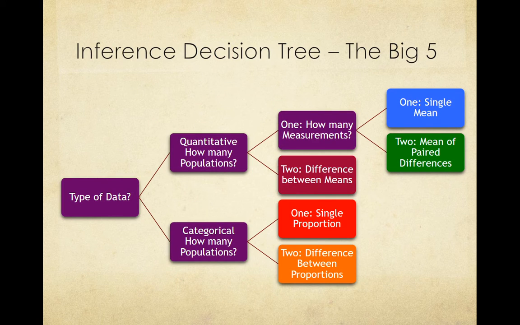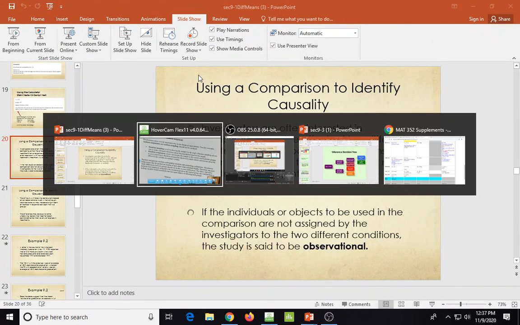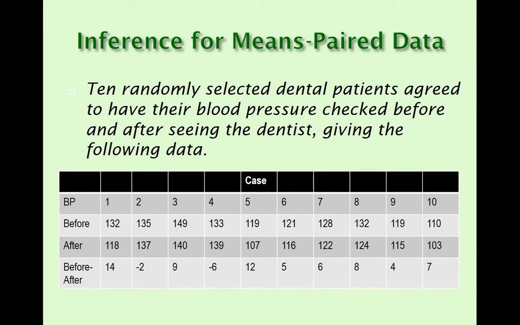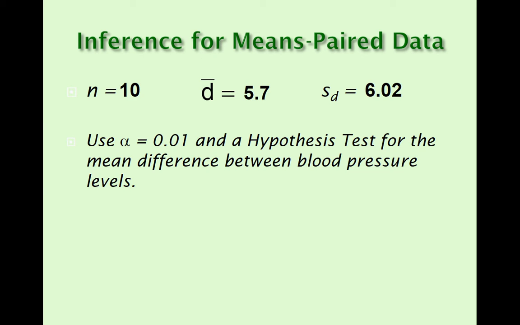All right, let's go now to the mean of paired differences. This is like section 9.3. We talked about this case with the blood pressure. We measured their blood pressure before they went to the dentist and then after the dentist. Now, can we say those two things are independent? No, because we're looking at the same person. We want to see what happens with the drop. Here's the average increase of your blood pressure going up 5.7 points with these 10 people with a standard deviation of 6.02. And we want to use alpha equal to 0.01 as our level of significance.